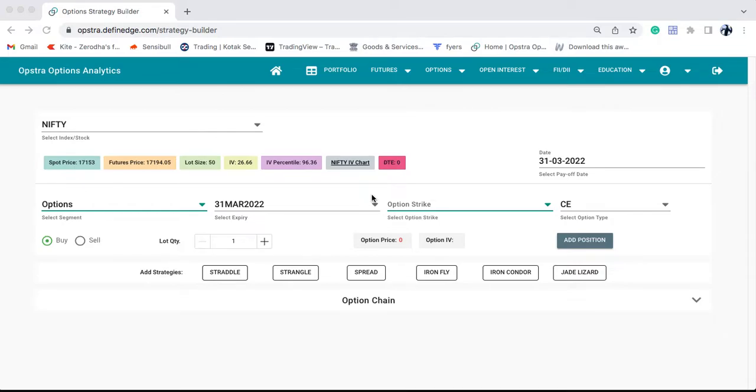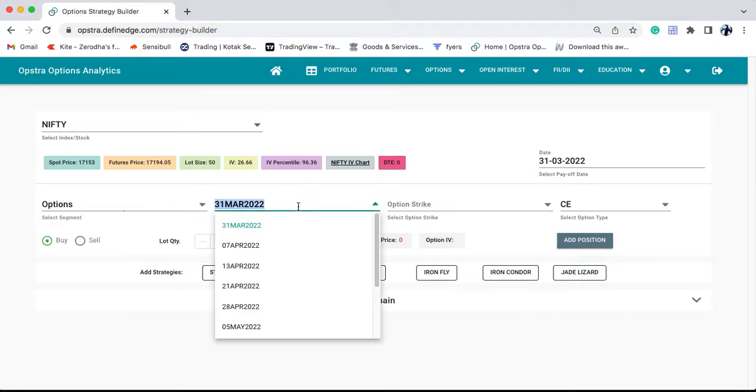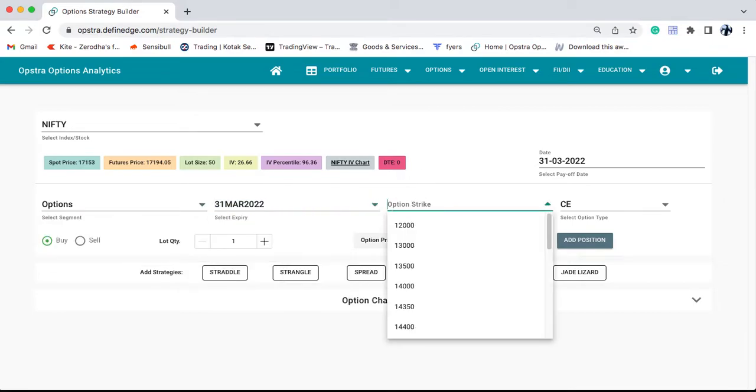Hi, in this video we will see one of the strategies which is called butterfly. I'll show you how to create a butterfly strategy. I'm doing this with Nifty, and Nifty 31st March expiry. Currently Nifty is trading at 17,150 spot price.